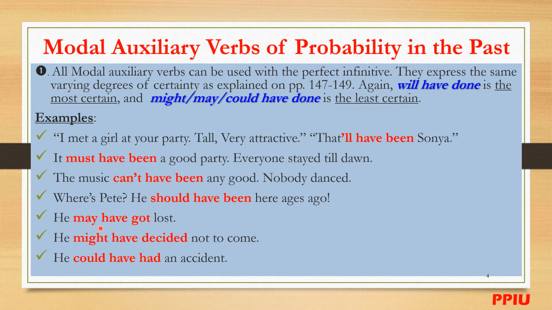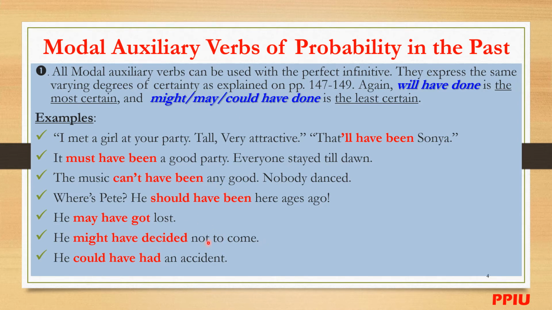Okay, and he may have got lost. For example, he was not here because he may have got lost on the way to the party, or he might have decided not to come, but not quite sure. We can say this paragraph is least certain. And he could have had an accident. The same thing. So three of them are least certain, while will have been here is the most certain. This is the degree of modal auxiliary verbs about certainty: the most certain and the least certain.